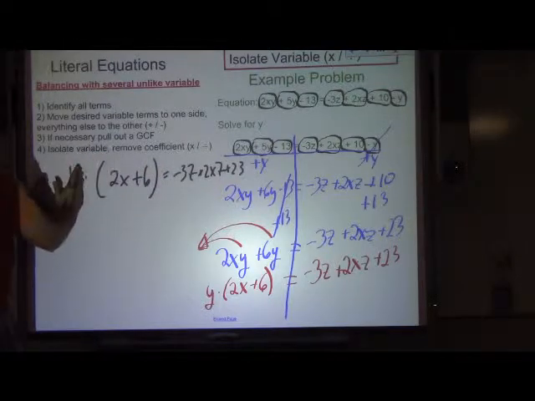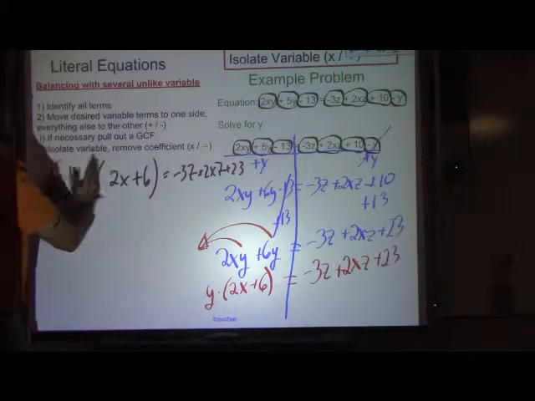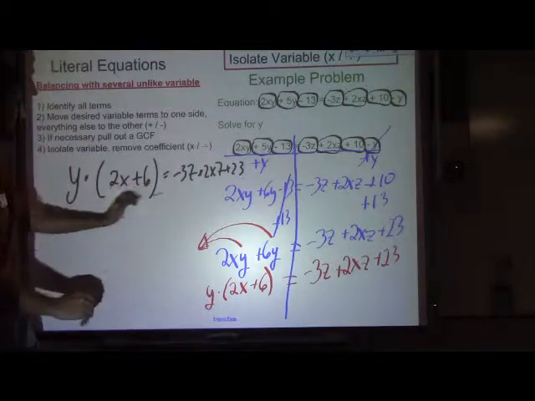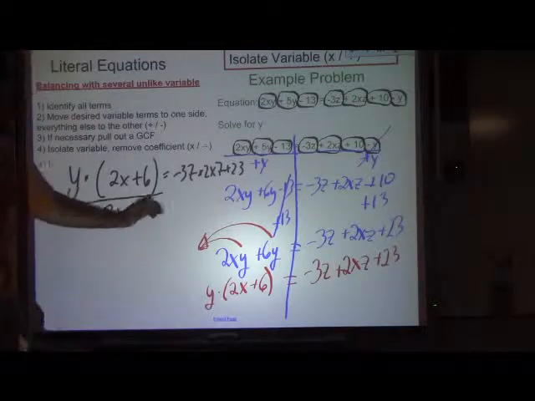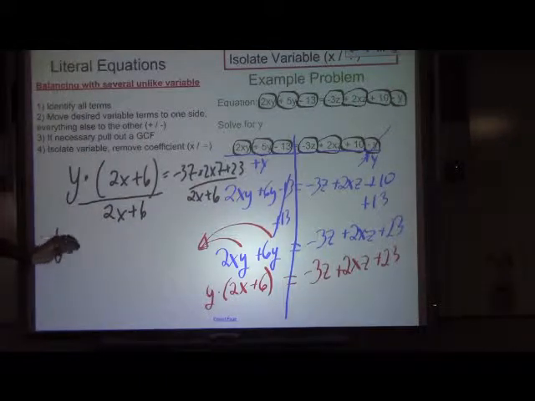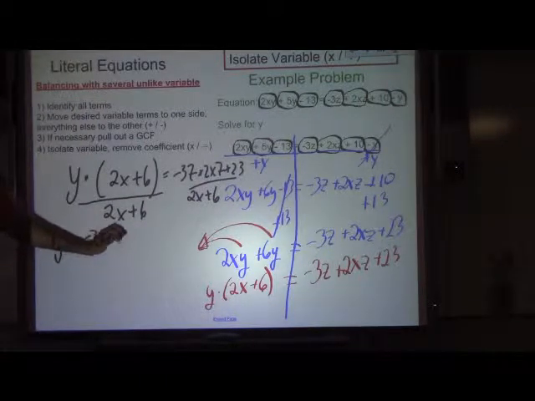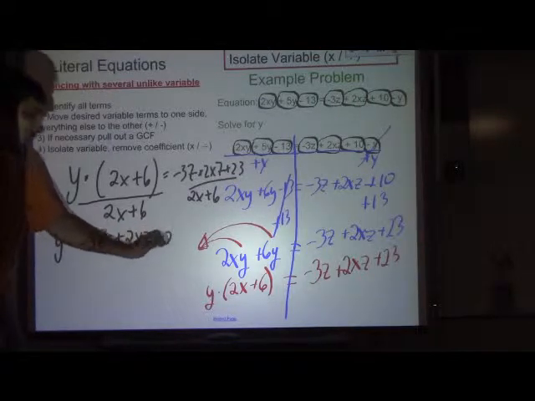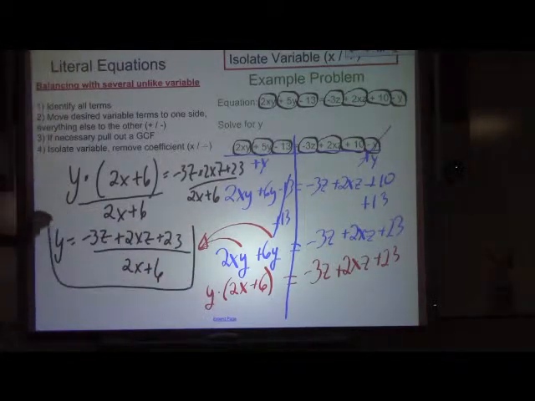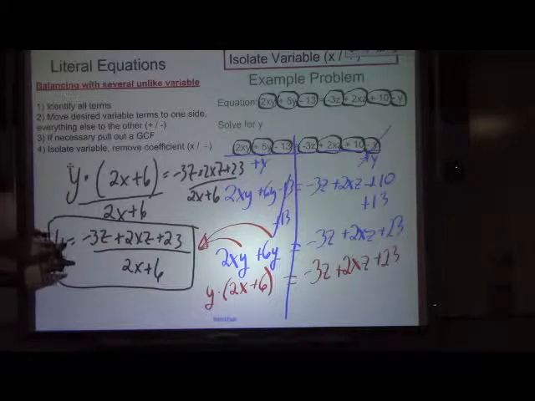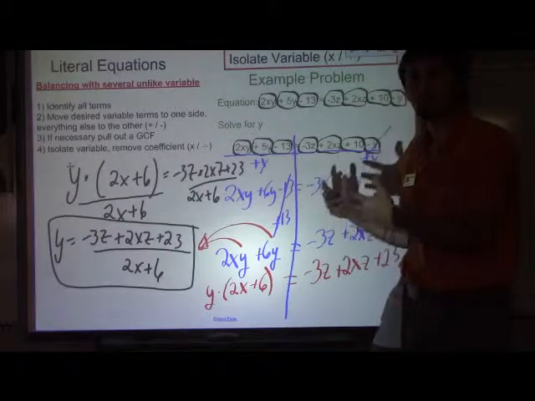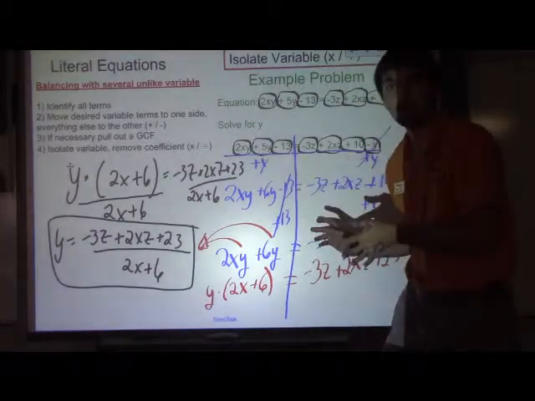The coefficient doesn't always have to be what's in front. It can sometimes be what's behind. They're both attached by multiplication. So the opposite of times this whole thing is divide by that whole thing. You do that to both sides. And so your final answer is going to be y equals negative 3z plus 2xz plus 23 all over 2x plus 6. And that would be your final answer for the literal equation. Again, notice it's not a numerical answer because there wasn't enough information to solve it. We simply are rearranging for the appropriate letter.